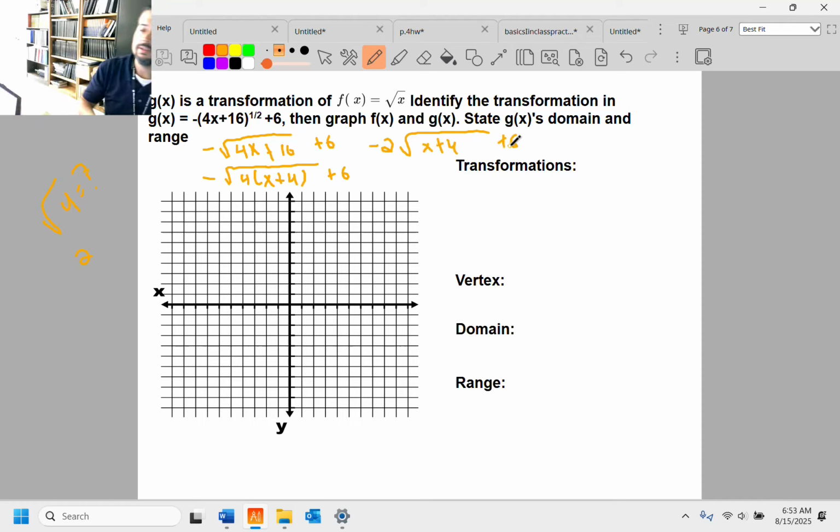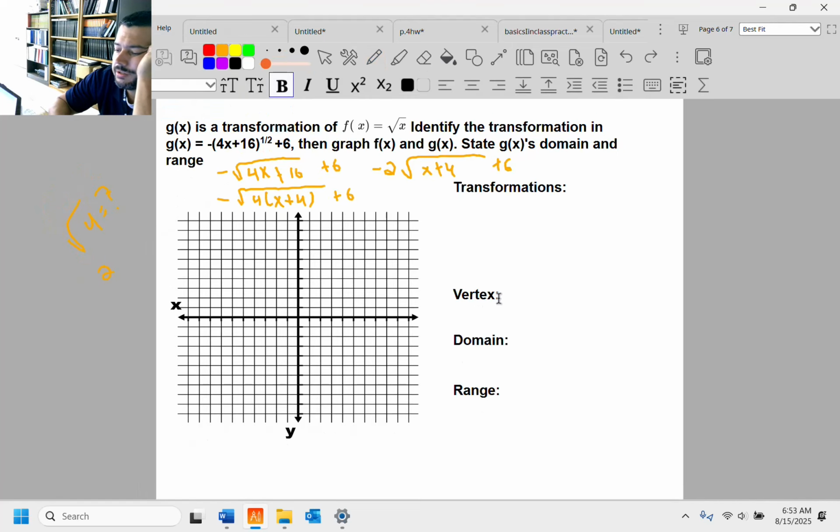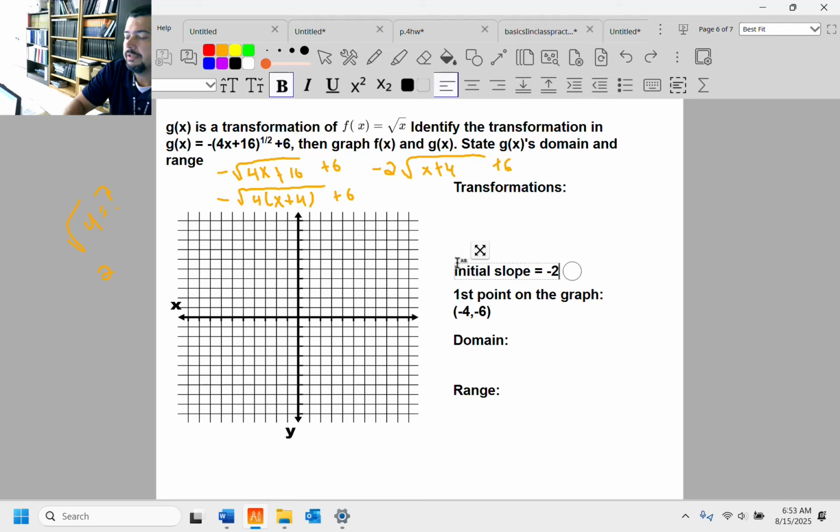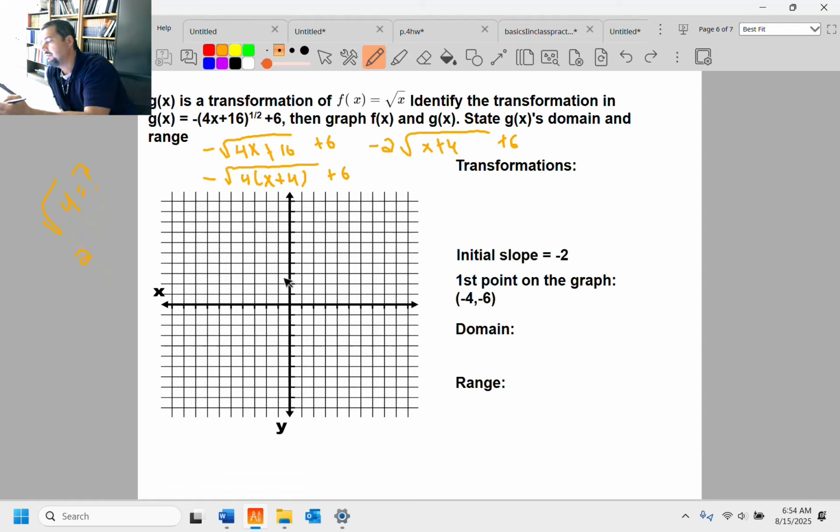And now I can identify things. I can identify not the vertex, but the first point on the graph. I really need to change all these notes. Bummer, found something I need to do. First point on the graph. So the first point on the graph here would be -4, -6. Remember, change, keep. The initial slope, which for some reason is missing from this side, is equal to -2. Hopefully this is the last one in these notes.